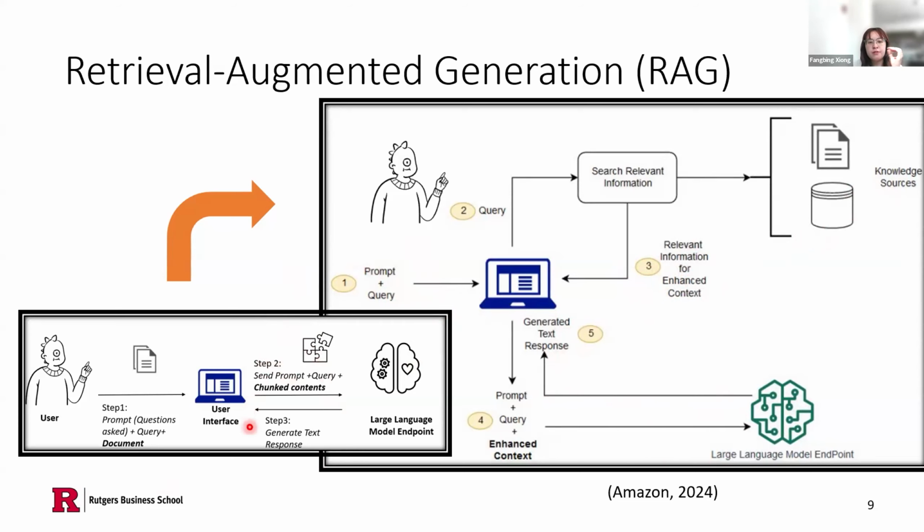In summary, the difference here is that in the foundation large language models, it's the user who provides the documents, but in the RAG enhanced system, the system itself searches the knowledge source and finds the relevant documents and contents.